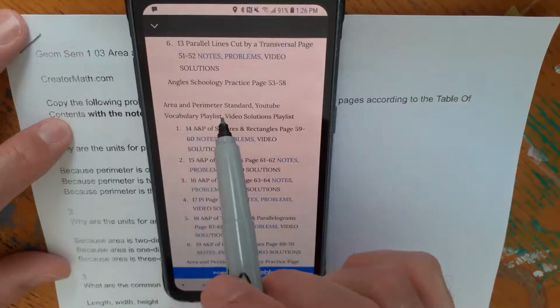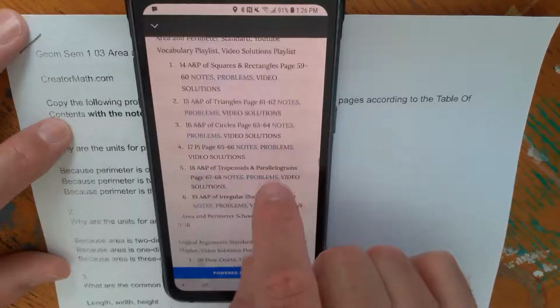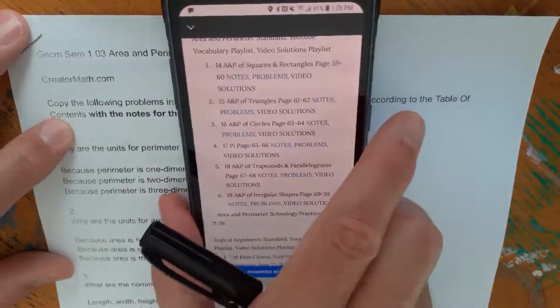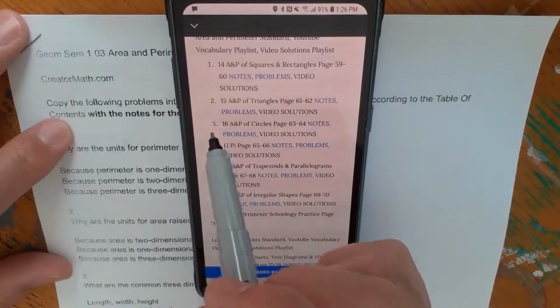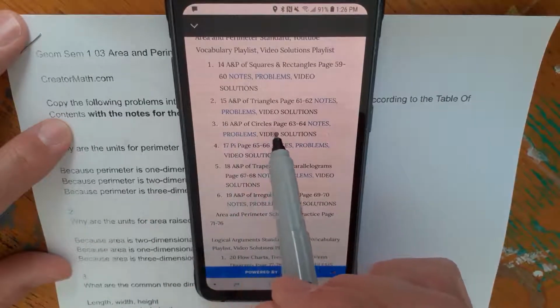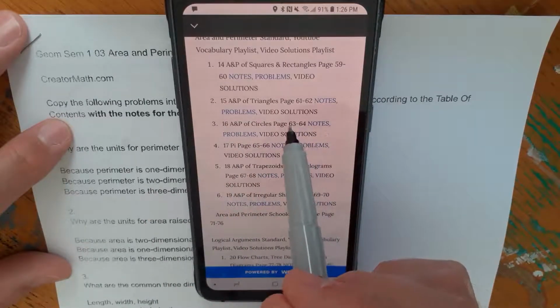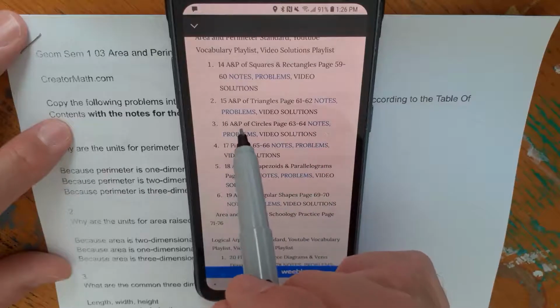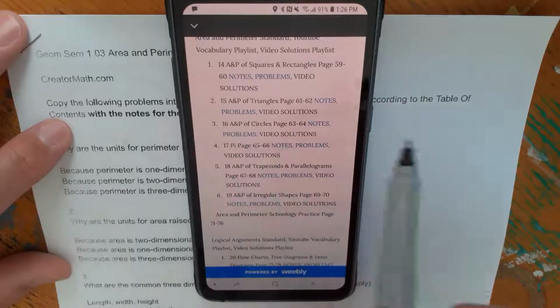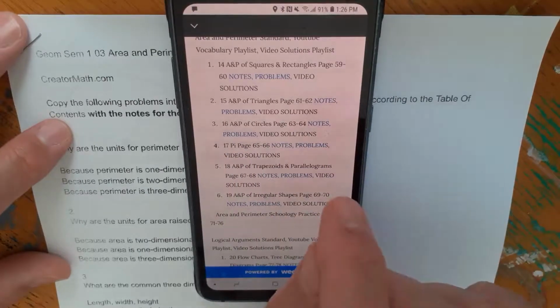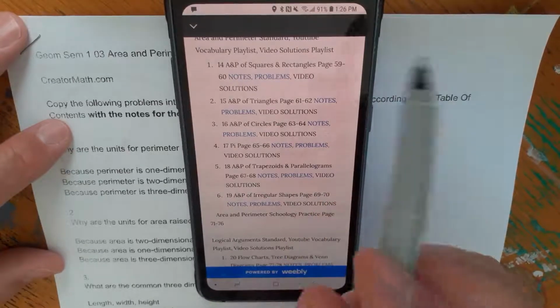This is the Area and Perimeter unit. What lesson are we on? Number 3. So we go 1, 2, 3 right here. It's Area and Perimeter of Circles. Here are the pages it goes on in your comp book. And just so you know, Area and Perimeter is the topic. We actually call the perimeter of circles circumference. We'll get to that in a minute.